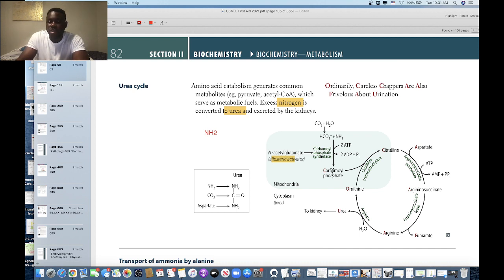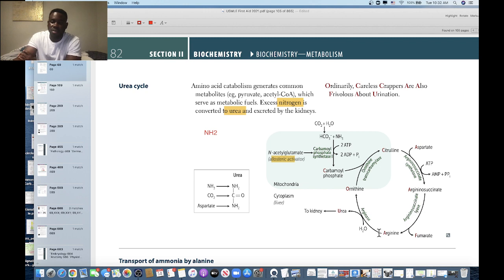Now this carbamyl phosphate will be added to ornithine to form citrulline. And what does that is ornithine transcarbamylase. What does that mean? It means it is transferring carbamyl phosphate to ornithine. Ornithine transcarbamylase transfers carbamyl phosphate to ornithine to form citrulline. Now citrulline goes through this process. So from citrulline we get argininosuccinate using argininosuccinate synthetase.